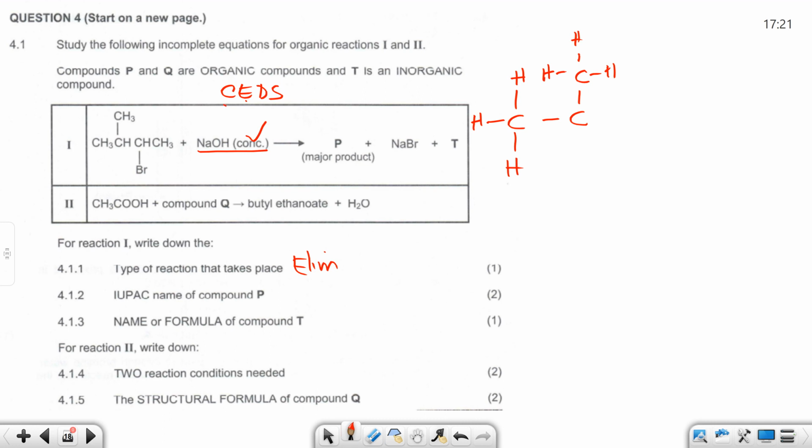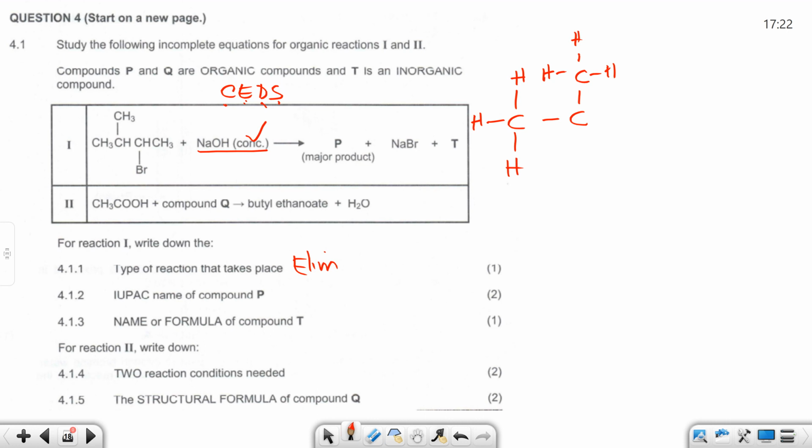Please, if it is concentrated acid or base, it is what? Elimination. If it's dilute, strong base, then it is what? Substitution. Please, those of you in class right now, I hope you all got the notes that I sent today. Everything is in the slide that I gave you today.